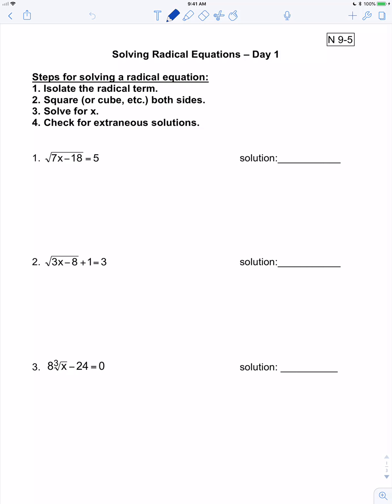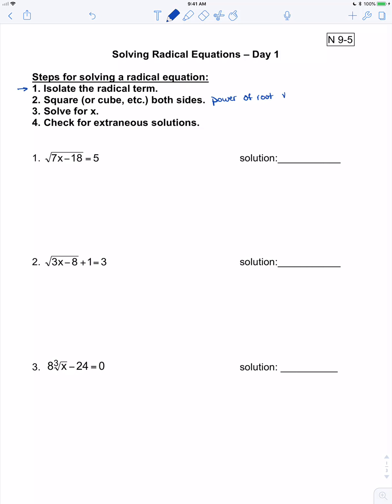All right, we're going to learn how to solve these radical equations, and the steps for solving them is to always make sure you isolate that radical term, which is the part that's under the root sign, okay? Then you're going to square or cube or bring it to whatever power that root is, the power of the root.